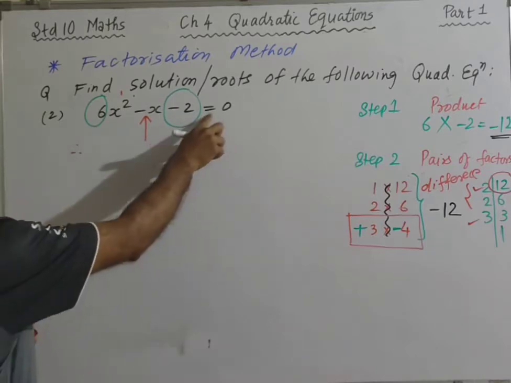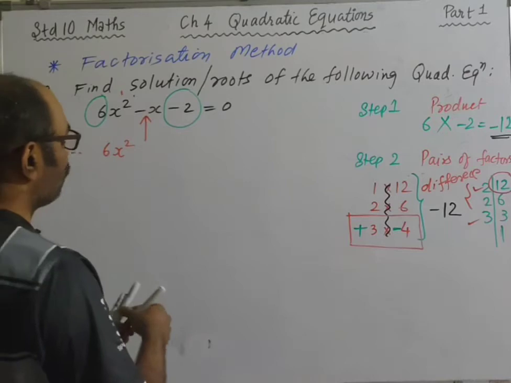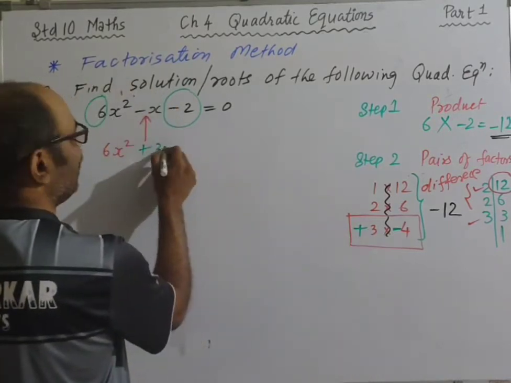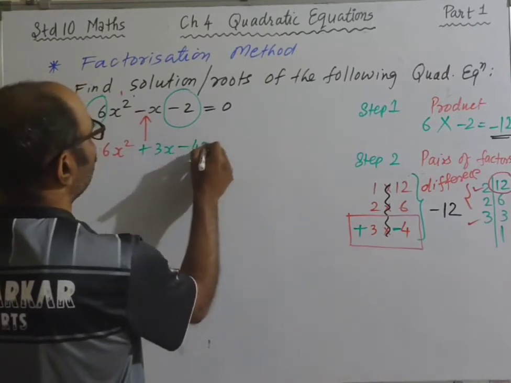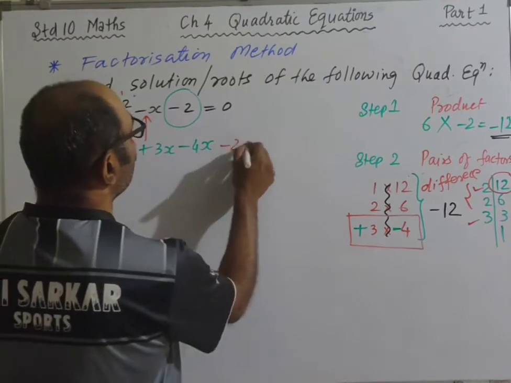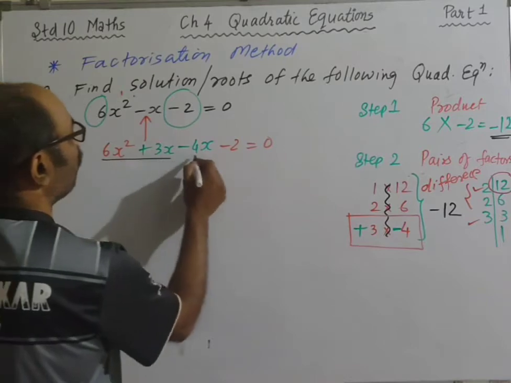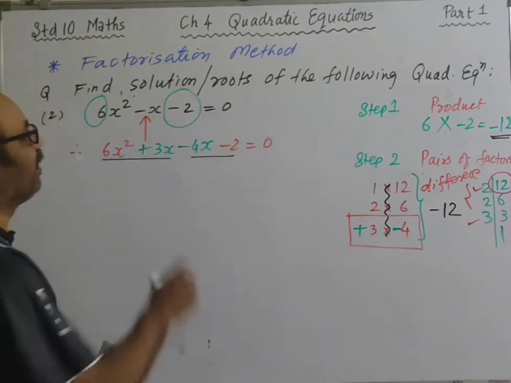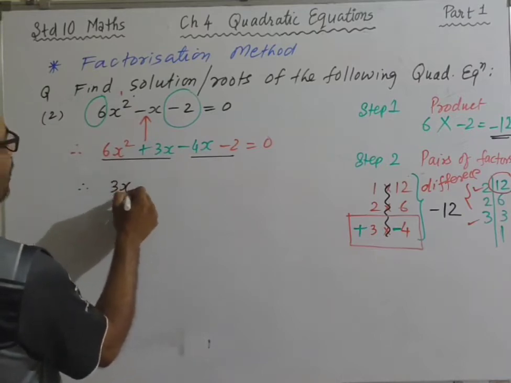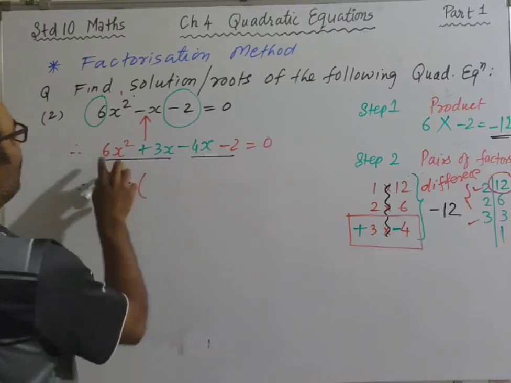Therefore, whenever the equation comes, we write 6x squared, splitting this now, minus x plus 3x minus 4x and the last term is minus 2 equal to 0. After that, grouping 2 plus 2 terms: 1, 2, 3, 4 terms, say 2 plus 2. So 3x is common.